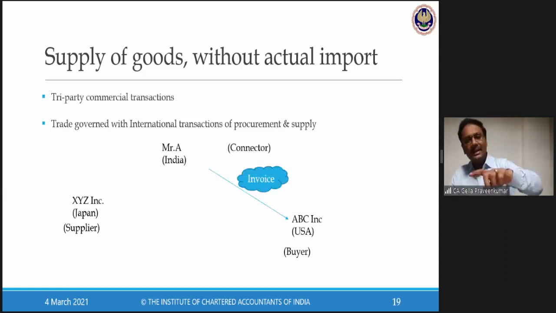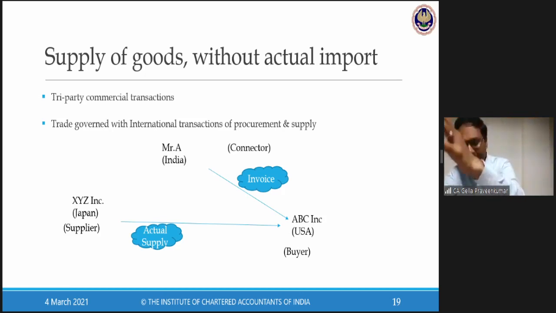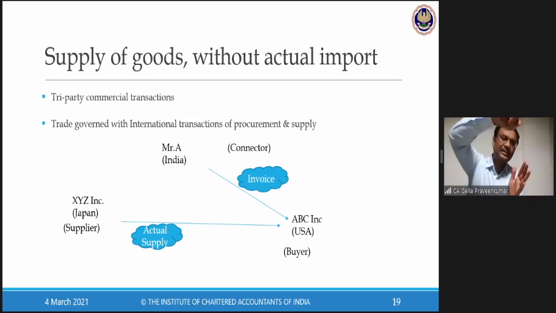Now, ABC is placing an order on A, saying please supply goods worth so much value. What will happen? A will raise an invoice on this entity called ABC. In turn, A gives a direction to XYZ, please supply the goods from Japan directly to USA. From Japan coming to India, from India again going back to the US, logistics, your clearances, provisions, and your overheads. Considering all these things, A says to XYZ, please ship the material from Japan to the US, to ABC.